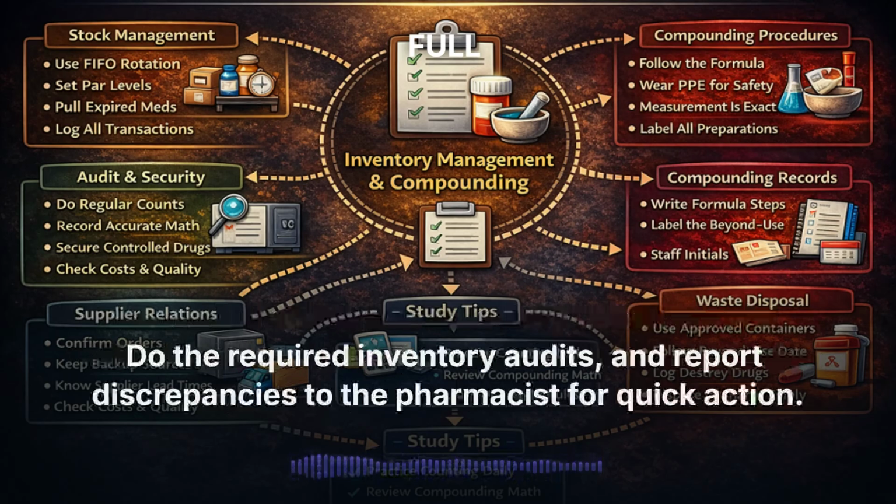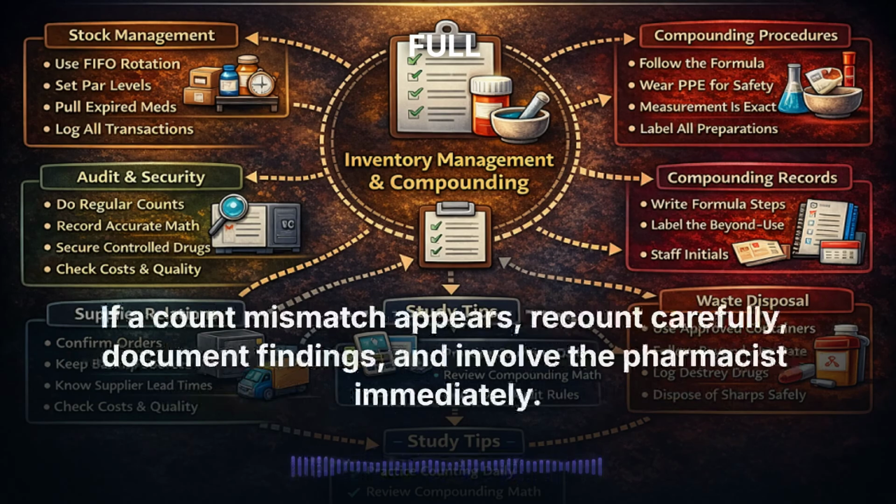Do the required inventory audits and report discrepancies to the pharmacist for quick action. If a count mismatch appears, recount carefully, document findings, and involve the pharmacist immediately.